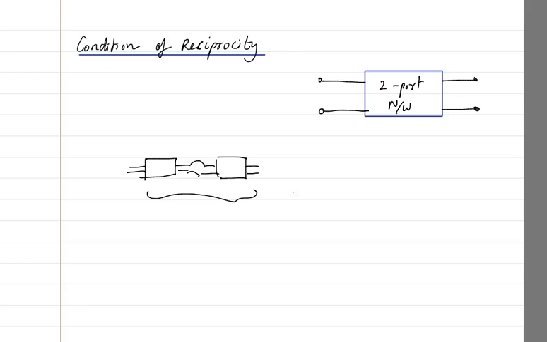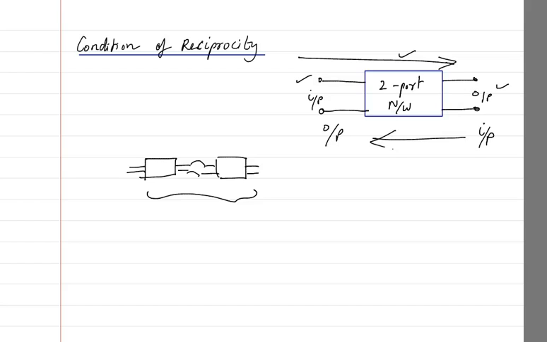What reciprocal network means is, here we have used this as input and this as output. If you are having a two-port network in which the input and output can be interchanged, that means you simply use this side as the input and this side as the output, and you are able to get the same working that you had when you used this side as the input and this side as the output, then you will be able to say that the circuit is reciprocal. That means it can be used in this direction as well as in this direction, because in both ways it is going to work the same.